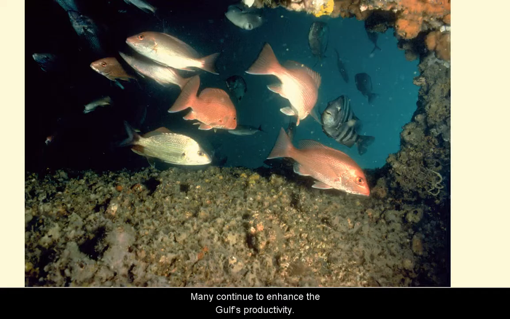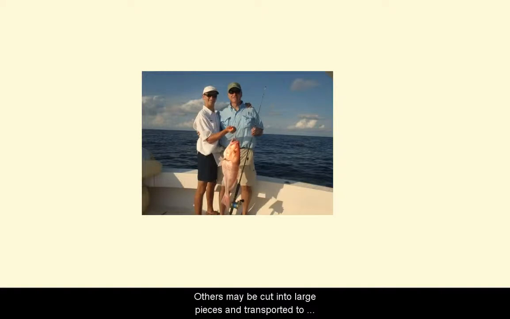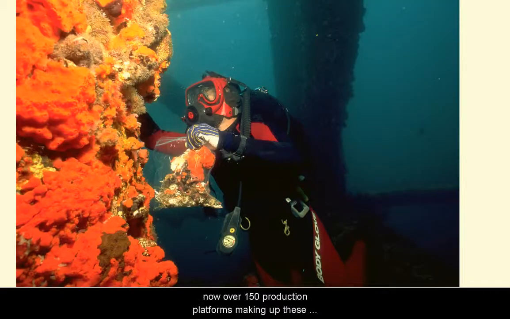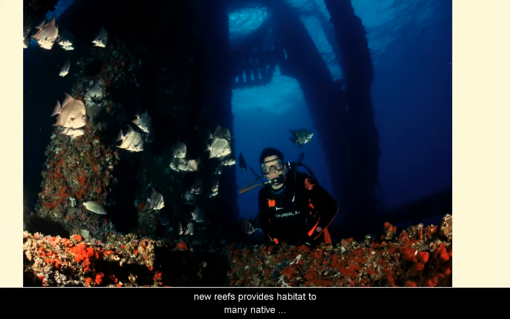You may wonder, what happens to these platforms when they get old? Well, many continue to enhance the Gulf's productivity. At the end of a platform's functional life, some are cleaned and toppled into the water in place. Others may be cut into large pieces and transported to another spot in the Gulf where they're sunk to the bottom. And usually, this is along with other old platforms, and this is how an underwater artificial reef is built. There are now over 150 production platforms making up these underwater artificial reefs.